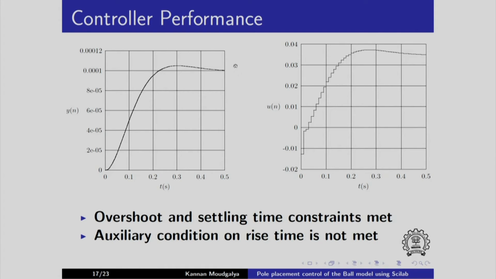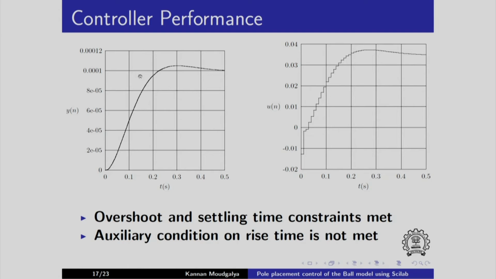But notice that the auxiliary condition on rise time is not met, here it is of the order of 0.225, whereas we actually wanted it to be 0.15. So what we obtained here is about 1.5 times what we wanted. What is the reason? Why did this not happen? There could be many reasons. One of them is the bad zero. There could be other reasons as well.